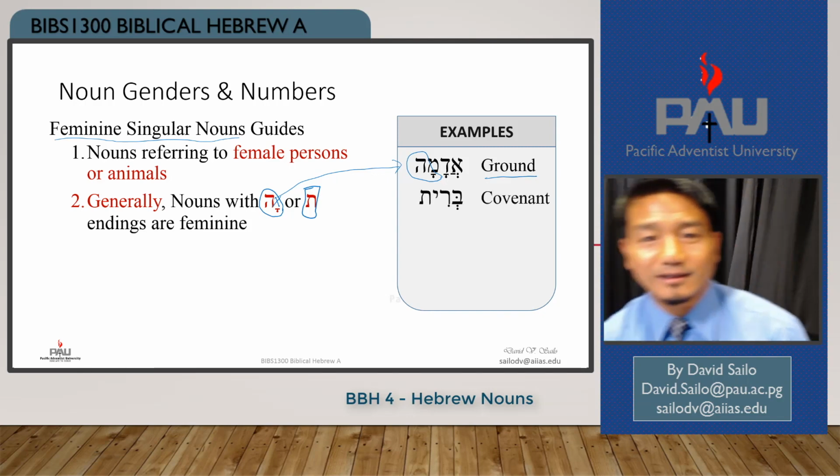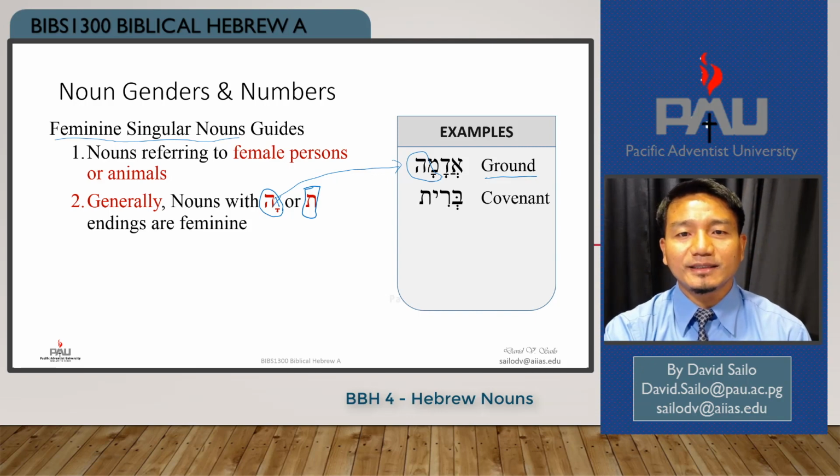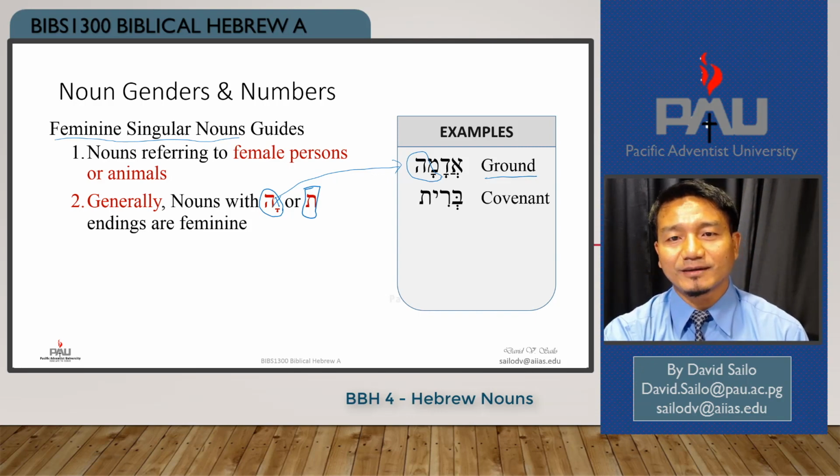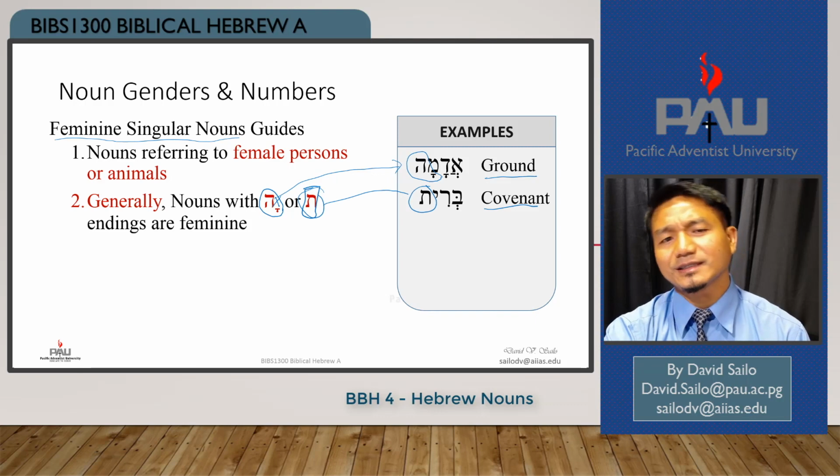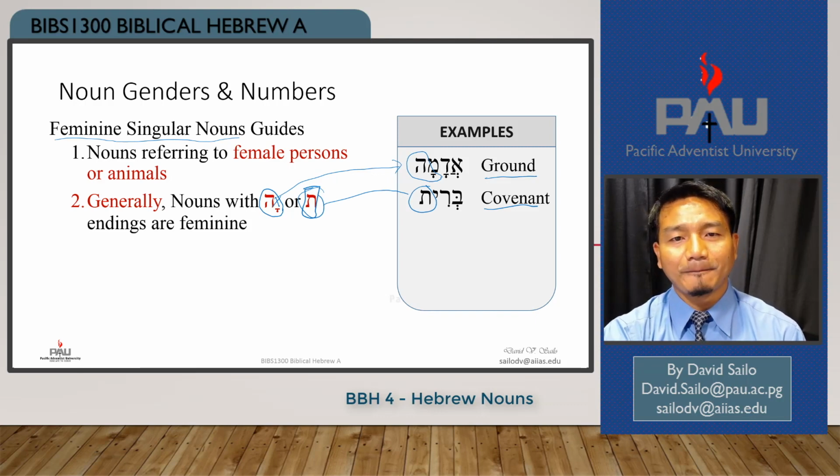Now let's look at another example. This is berit, covenant. Berit, you'll see that the tav is the ending of this word here. So this is another indication that this is a feminine noun. Very good.